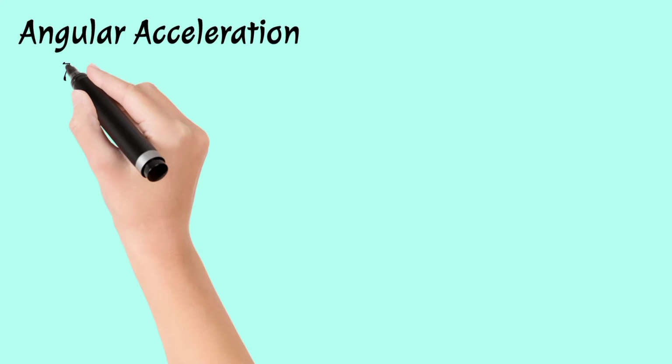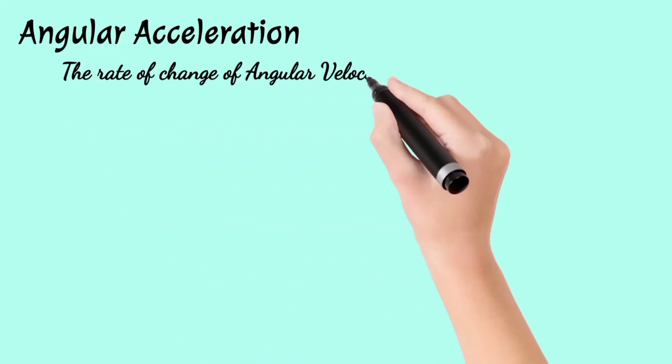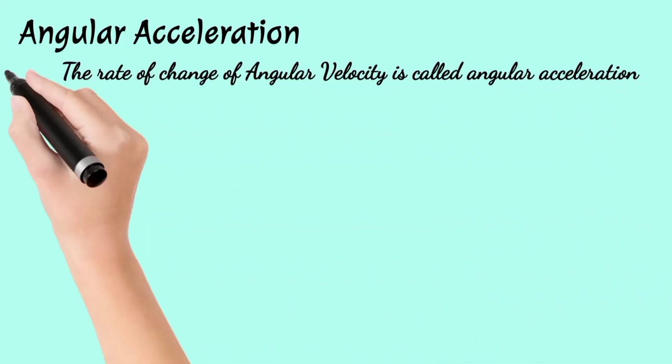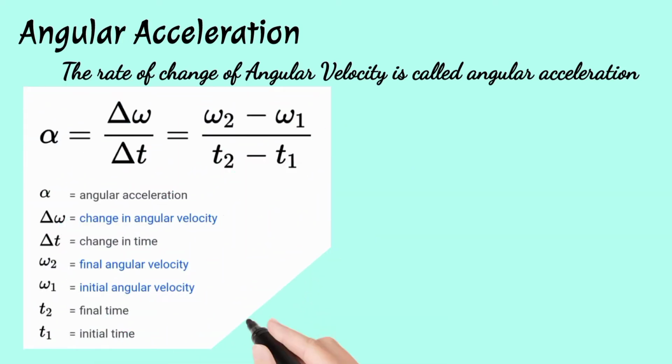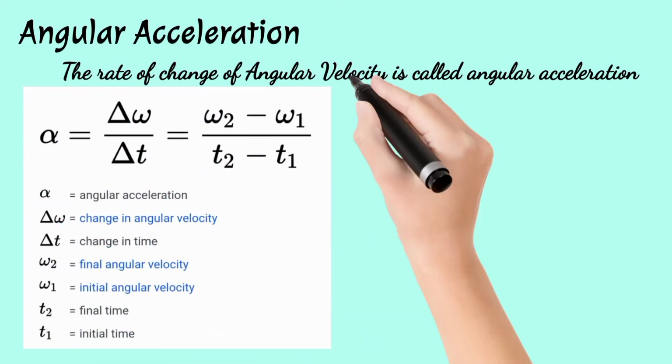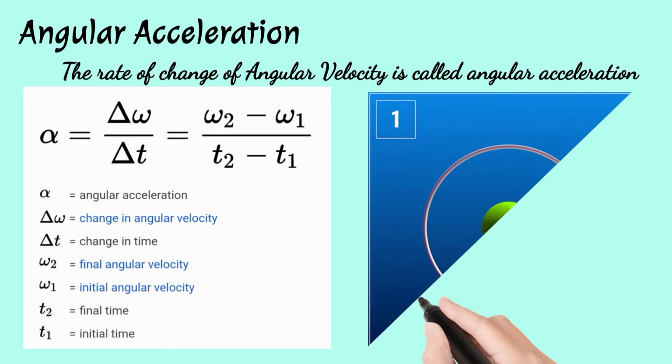Now let's define the angular acceleration. The rate of change of angular velocity is called the angular acceleration. Let's focus on the formula. Angular acceleration is represented by alpha, and alpha will be equal to the rate of change of angular velocity, which is del omega upon del t, the rate of change of time. Alpha is angular acceleration, del omega is the change in angular velocity.